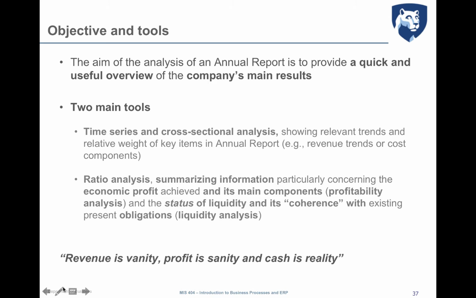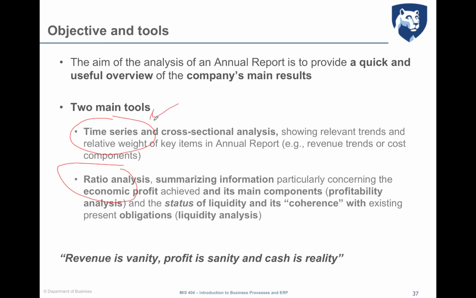The first one is what we call the time series and cross-sectional analysis, which is essentially aimed to show relevant trends and relative weight of key items in the annual report across time and industries. Then there is also the ratio analysis, which instead tries to analyze economic, liquidity, and asset indicators of a company. The ratio analysis is typical of an accounting course and mainly not possible with SAP ERP, as you need analytic tools. So, we don't go much into detail on this.